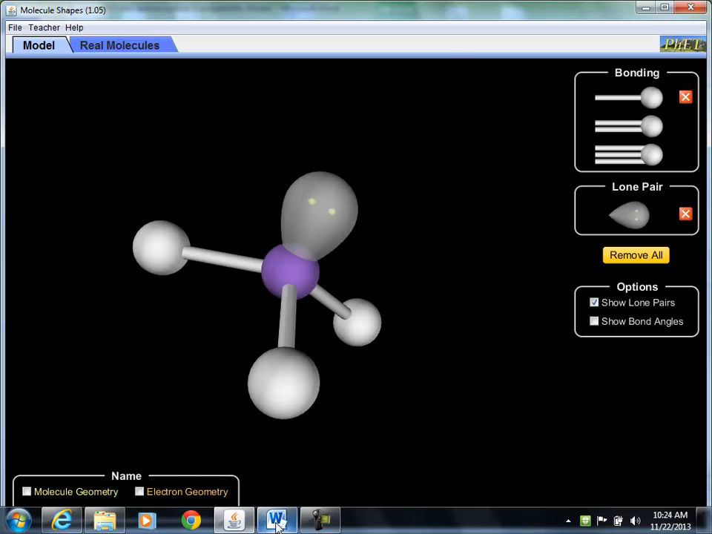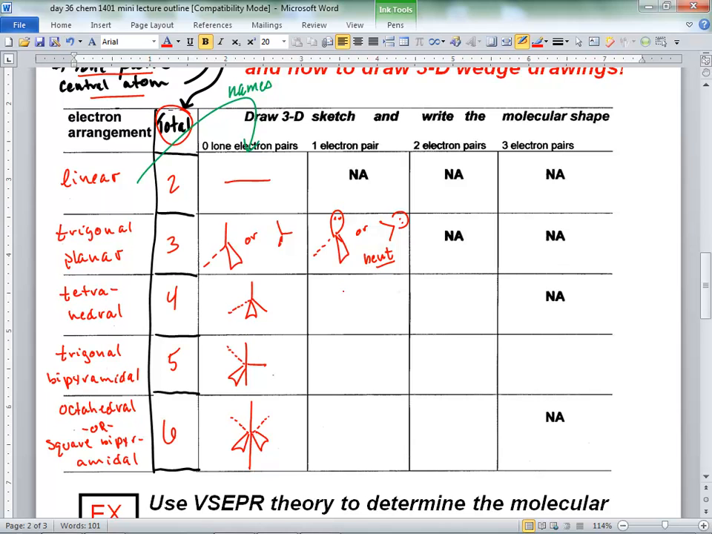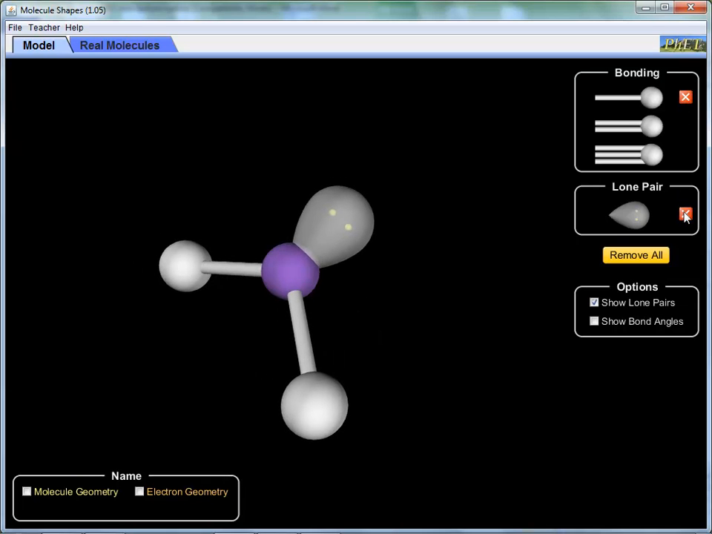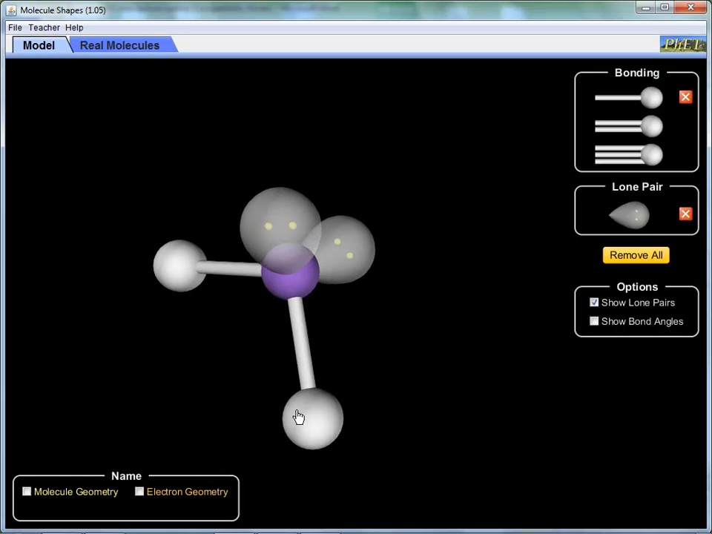So that's what we need to draw. You pretty much just put a lone pair on the top, and then everything else stays exactly how you drew it for tetrahedral. All I did is I just replaced that one. You put a lone pair on it. So that's trigonal pyramidal. And I can add one more lone pair. And then we should have our bent shape, right?